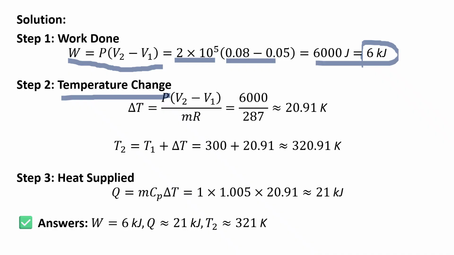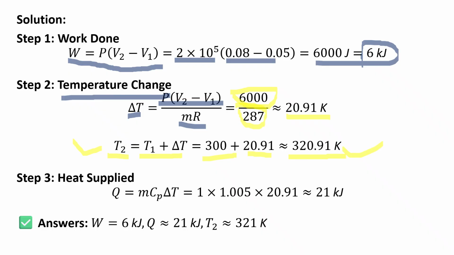We know that mR into (T2 minus T1) equals P into (V2 minus V1). We know P into (V2 minus V1), m is 1 kg and R is 0.287. So the value is 20.91 Kelvin, that is the delta T value. So what is the T2 value? T2 is T1 plus delta T, that is 300 plus 20.91, that is 320.91 Kelvin.